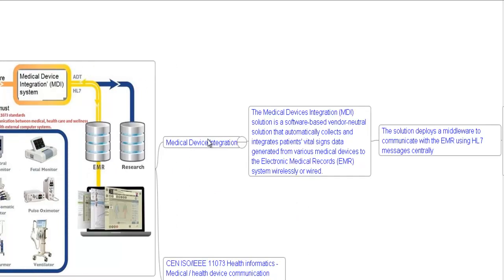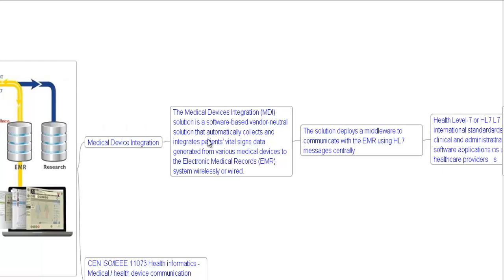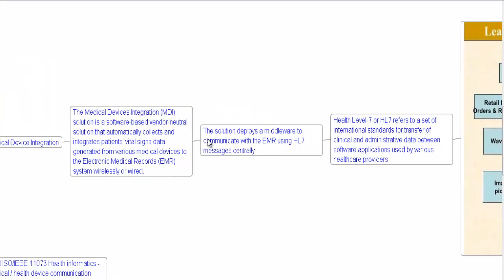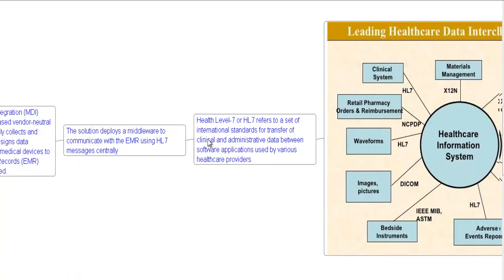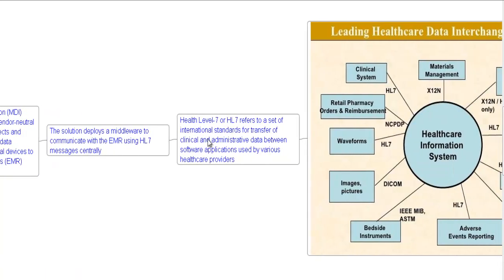Medical device integration solution is a software-based vendor-neutral solution that automatically collects and integrates patient vital sign data generated from various medical devices to electronic medical record system wirelessly or wired. The solution deploys a middleware to communicate with EHR using HL7 messaging centrally. HL7, Health Level 7.